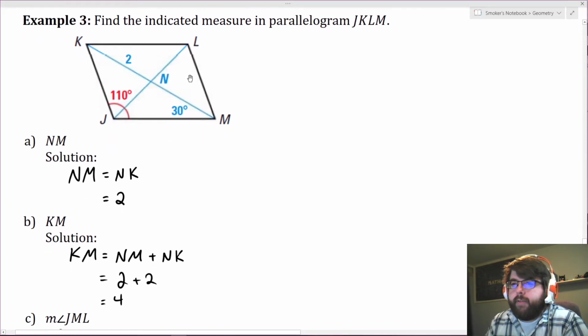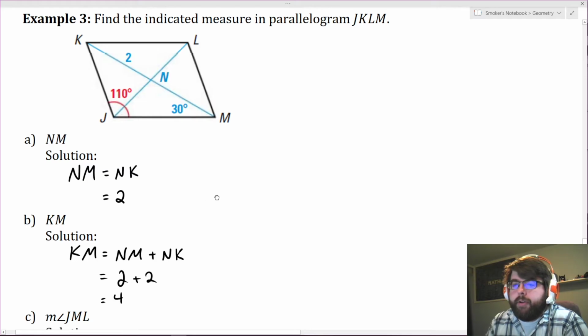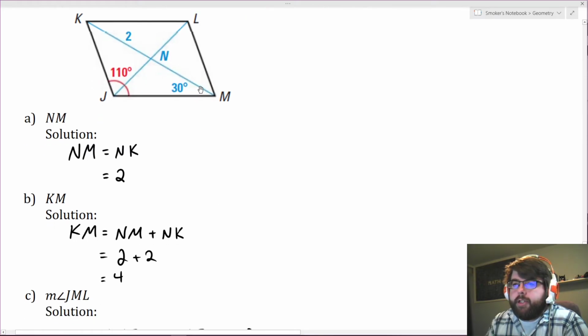Okay, now they're asking for angle JML. Okay, they give us angle KJM. KJM is given. They want JML. Well, we know that these angles are next to each other, so they have to add up to 180.